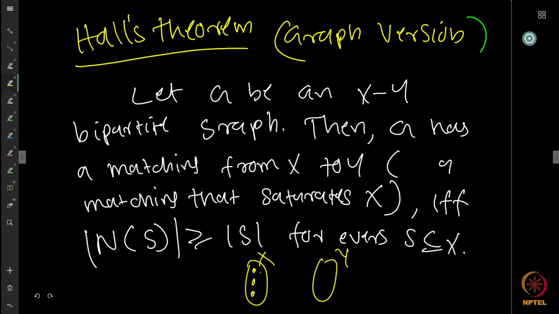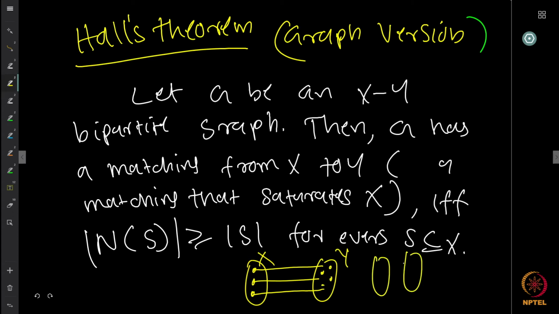What do I mean by that? A matching where all the vertices of X have some edge incident to them in the matching. So some matching edge must be incident to every vertex. Such a matching is called a matching that saturates the set X. Of course, there could be some vertices in Y which are not matched. So such a matching is a matching which saturates X.